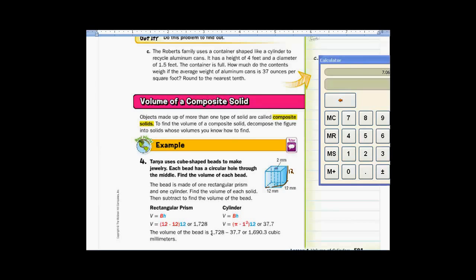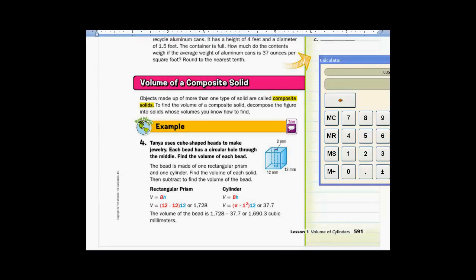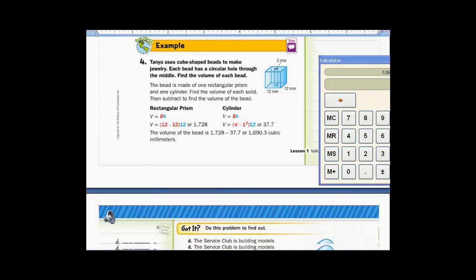Now, why are they subtracting this? Well, that's air. That's an empty space in there that you don't have. So that's where they put the thread through there. So it's 1,728 minus 37.7, which leaves you a final volume of 1,690.3 cubic millimeters. So sometimes you may have to add them, sometimes you may have to subtract them. Just depends on whatever the shape is. All right? So let's move on to the next page, and you'll see a much better looking mailbox than the one I just did.